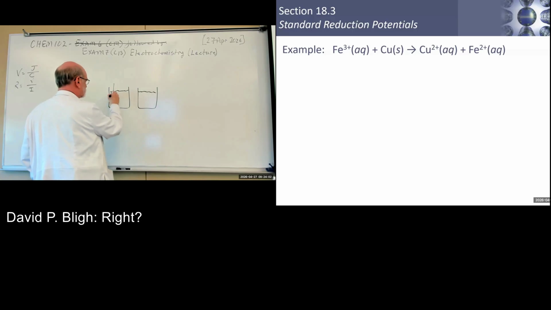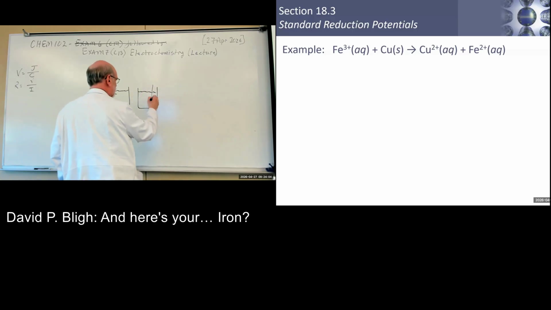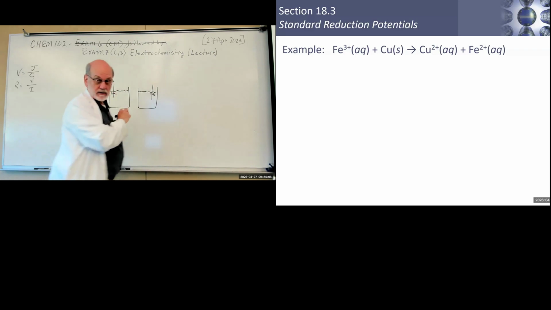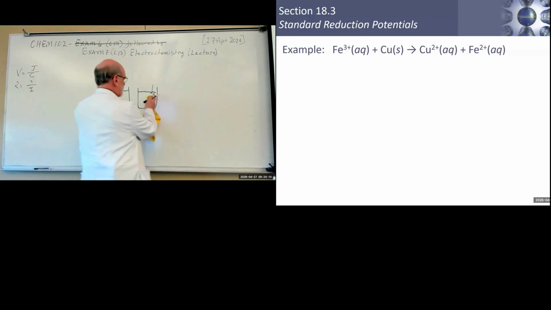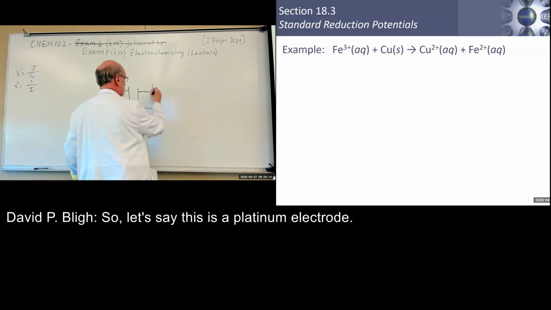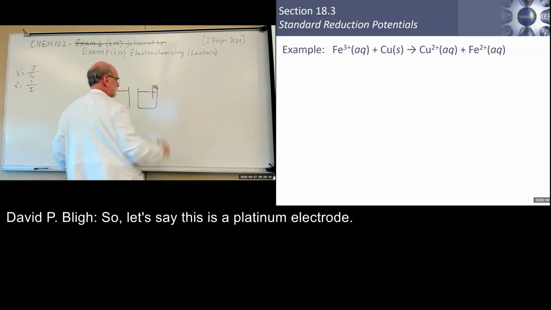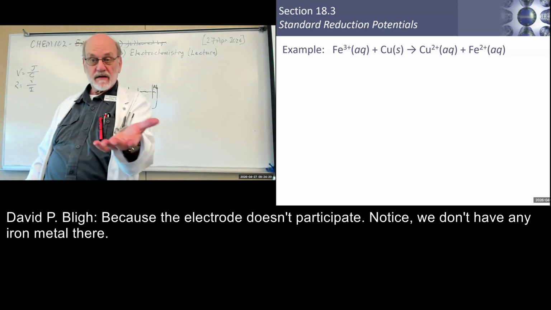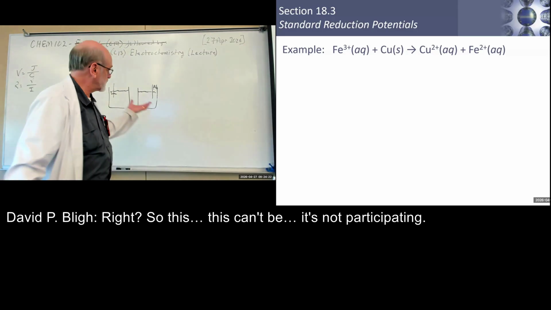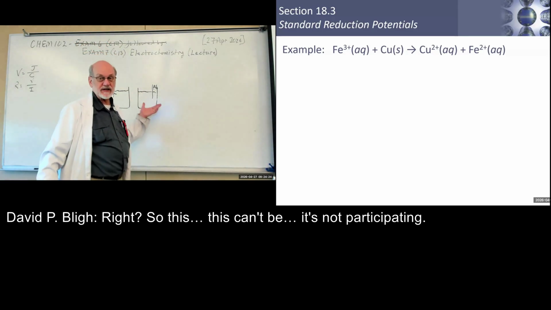So here's your copper, right? And here's your iron. Well, no, actually not. So let's say this is a platinum electrode because the electrode doesn't participate. Notice we don't have any iron metal there, right? So this can't be, it's not participating.